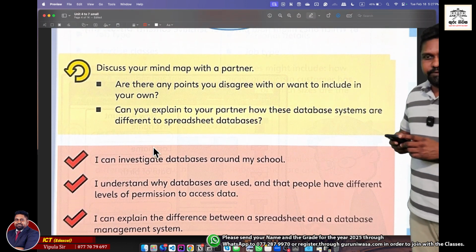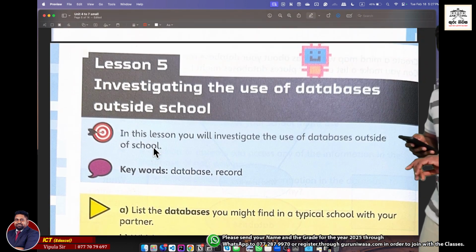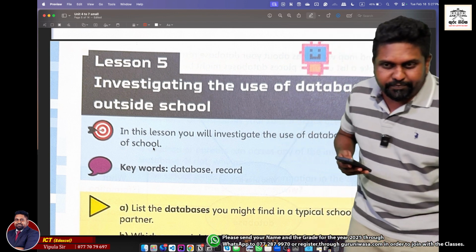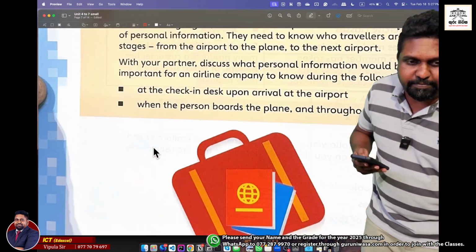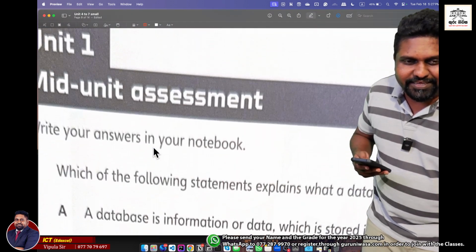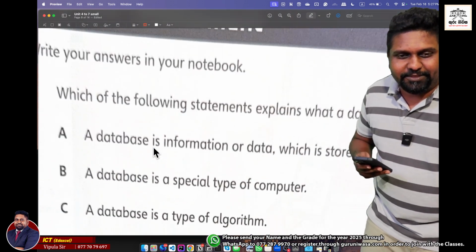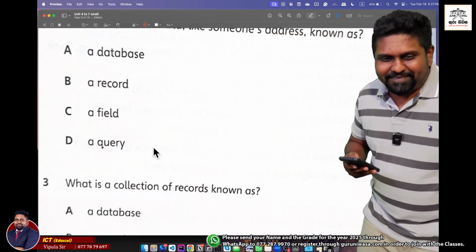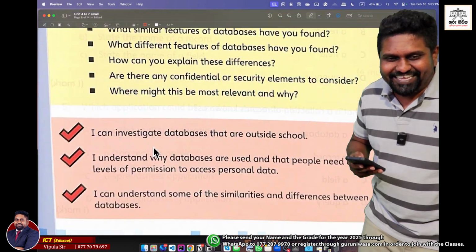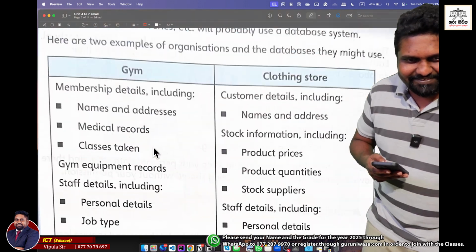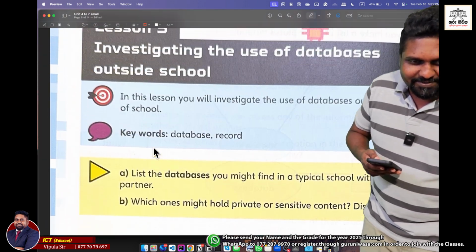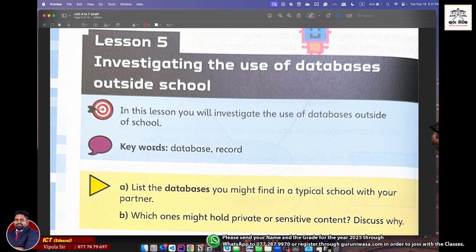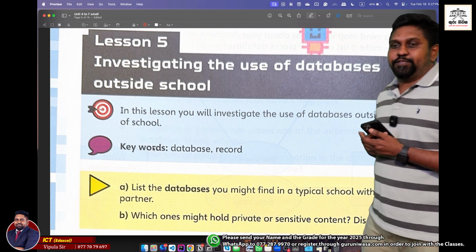Nice. Okay, so we have lesson 5. So let's finish this off. In this file we have a certain set of assessments. So I'll give you this as the homework. Here are just a few questions I want you to answer. So let's finish this off. We just need to talk about a point about investigating the use of databases outside school.